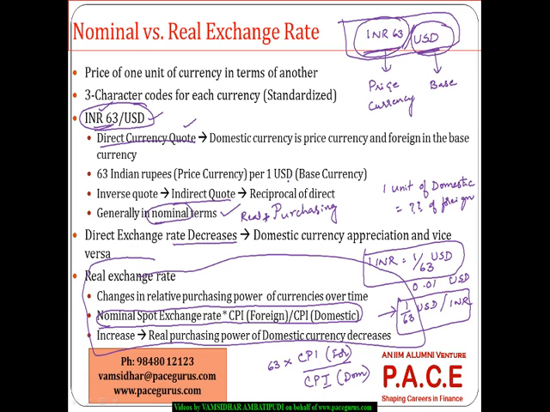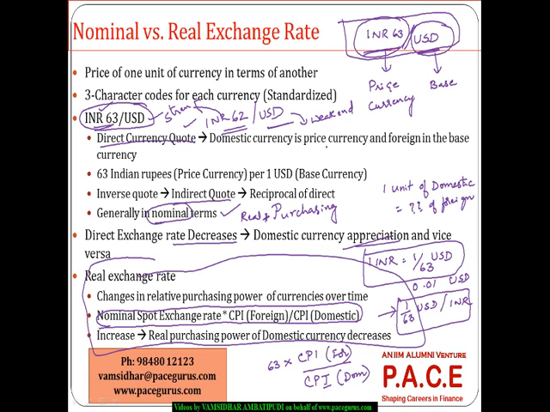Any exchange rate decrease. So if I say, using this direct quote, let's say instead of 63, now the exchange rate has become 62, INR 62 per USD. What does it mean? 1 USD now is only 62 rupees instead of 63. It means USD, the foreign currency, has weakened, or I can say the Indian currency, the domestic currency, has strengthened. So that is where we use: the domestic currency has appreciated and the foreign currency has weakened or depreciated.